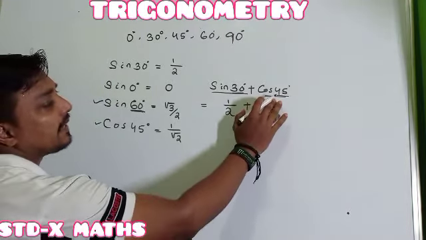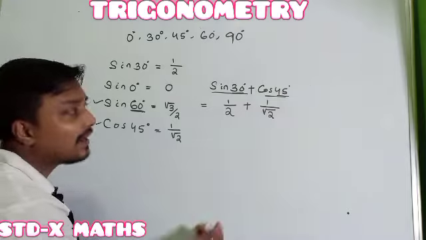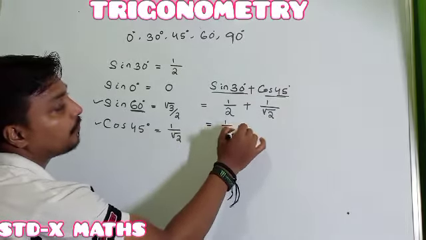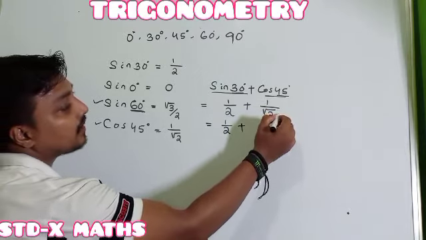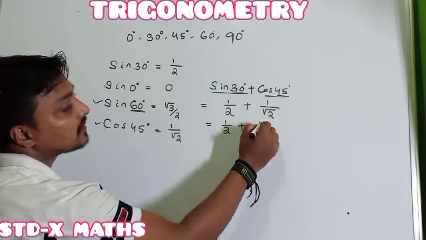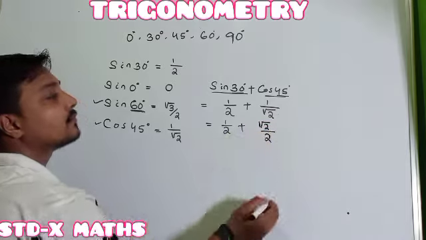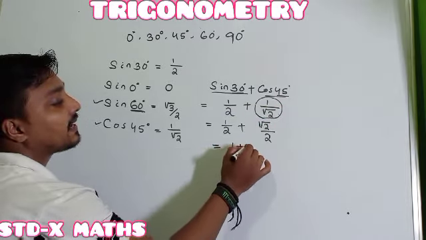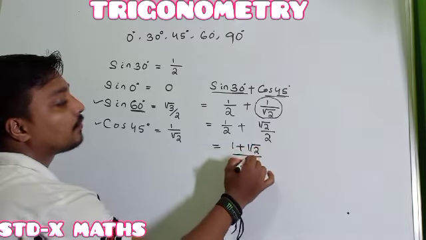Otherwise you can make the denominator rational, just like this: 1 by 2 plus, you have to multiply root 2 on both, so 1 by root 2 becomes root 2 divided by 2. And one can write it as 1 by 2 plus root 2 by 2.